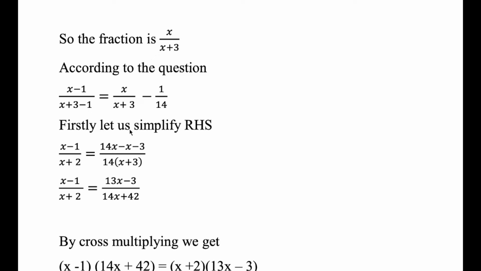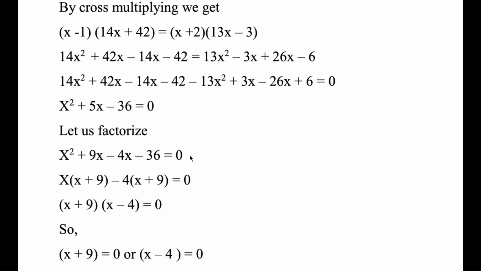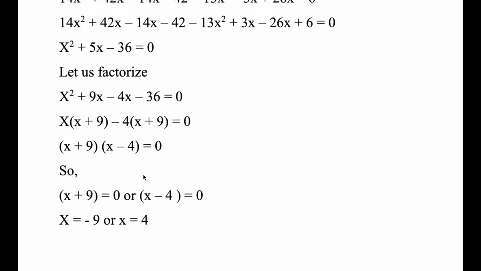So firstly, let us simplify the left hand side: x minus 1 divided by x plus 2 is equal to this much, and x divided by x plus 3 minus 1 by 14 is equal to this much. After that, cross multiplication, a little bit of simplification, and after that factorize. You will get x plus 9 into x minus 4 is equal to 0. So either x plus 9 is equal to 0 or x minus 4 is equal to 0. So the value of x will be minus 9 or 4.